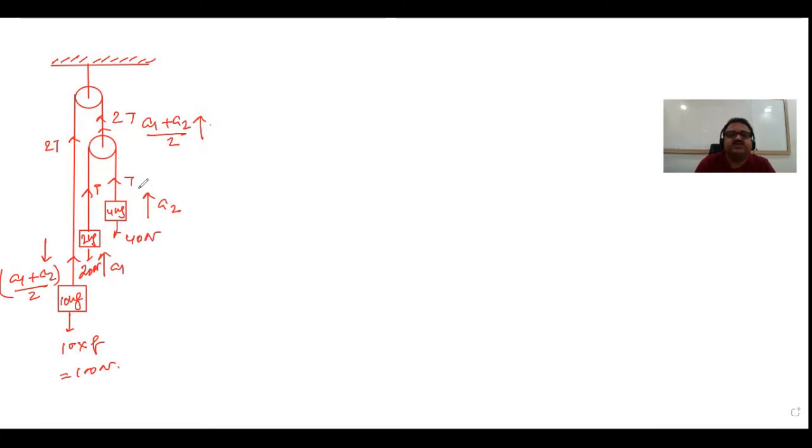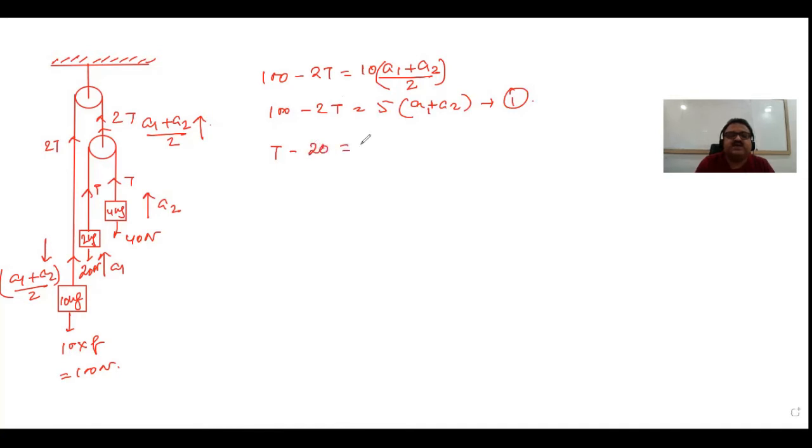And let's set the equation of motion for this. This is moving down, so 100 minus 2T is equal to 10 into (A1 plus A2) divided by 2, which gives 100 minus 2T is equal to 5(A1 plus A2). This is equation number 1. Now for this mass, T minus 20 is equal to 2 into A1.